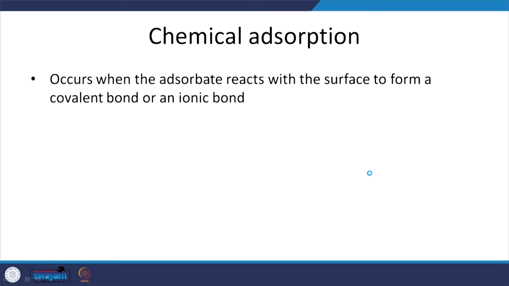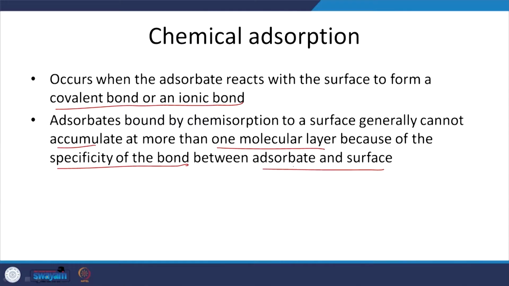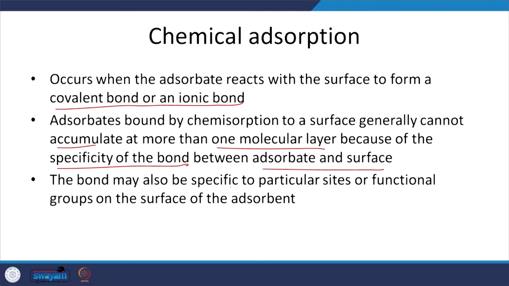So, chemical adsorption occurs when the adsorbate reacts with the surface to form a covalent or an ionic bond, right. And they generally cannot accumulate at more than one molecular layer because of the specific bond between adsorbate and surface. So, this chemical adsorption is specific, right. So, it can't form multiple layers. It is specific to that particular site at that particular location, due to the characteristics of both that adsorbent and the adsorbate. So, it can't form beyond one particular layer. That is something to keep in mind. The bond may also be specific to particular sites or, as I mentioned, functional groups on the surface of the adsorbent. This is what we just discussed.